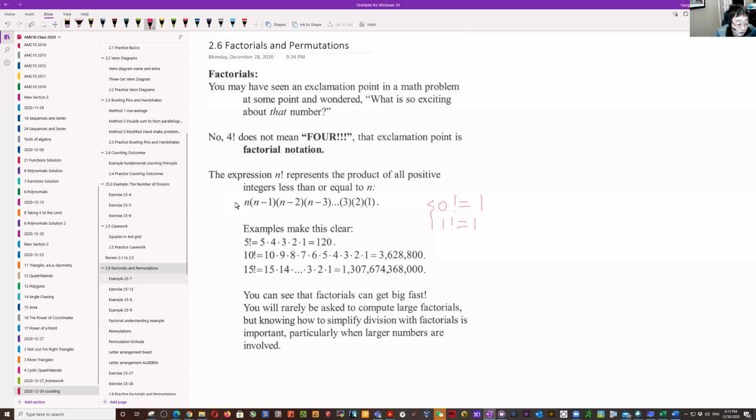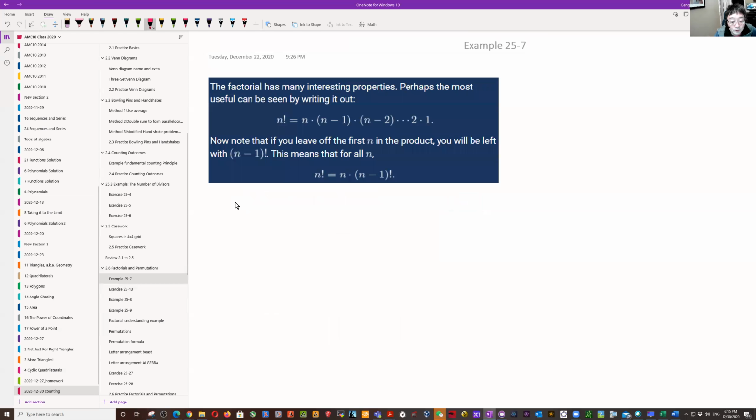And factorial also has a certain property: n factorial is equal to n multiplied by (n minus 1) factorial, because this is actually quite easy to understand.